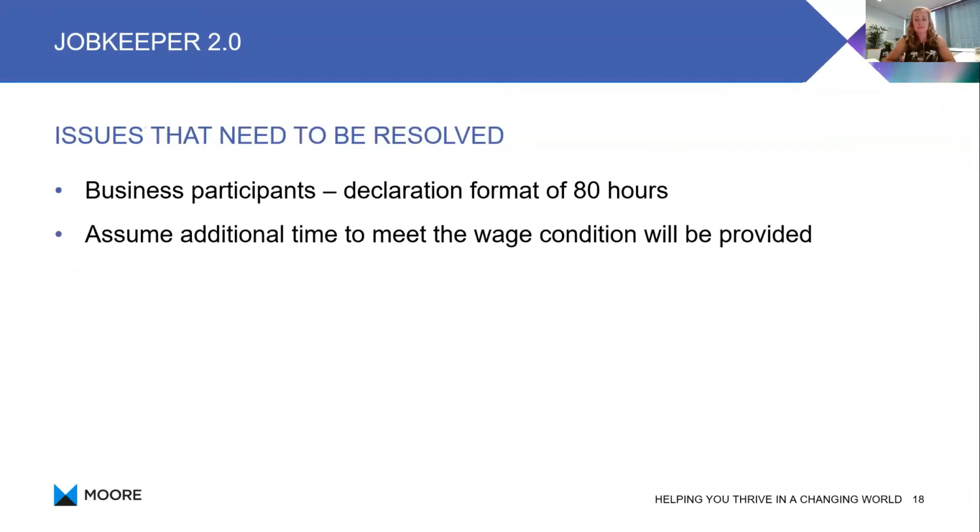So the issues that I think still need to be resolved are for business participants. How are we going to let the ATO know that we qualify for the top tier? Is that going to be by declaration? I'm assuming that there's a self-assessment. Not sure. Haven't seen anything from the ATO on that yet. Now, given this is all new and we're now basing it on actuals, and the September quarter is aligning with the start of the extension, I'm assuming there's going to be some additional time to meet the wage condition, but at this stage that hasn't come out.